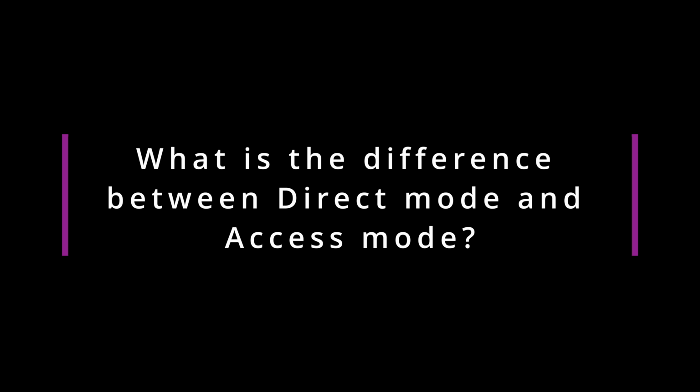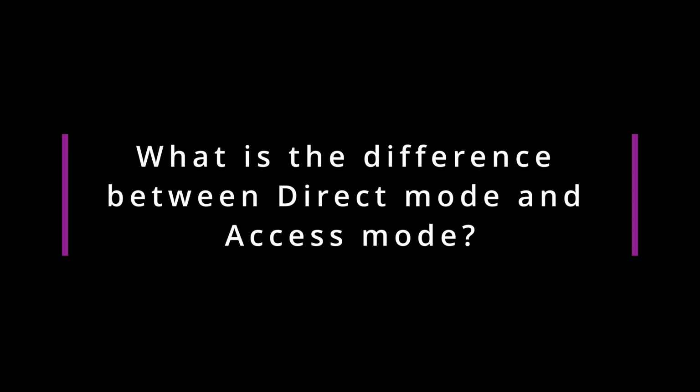So what's the difference between direct mode and access mode? Direct mode allows you to connect your radio to a computer via USB and talk over the internet using the same radio. No RF is generated, although obviously good practice would still be to put a dummy load on the antenna socket.